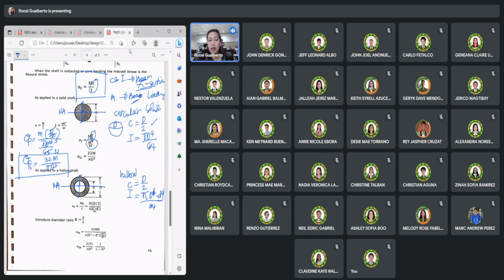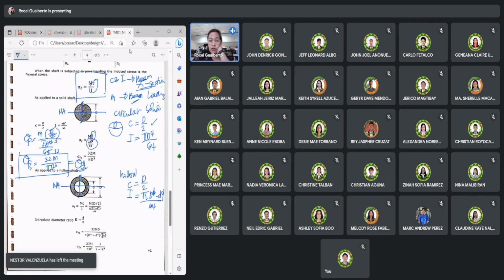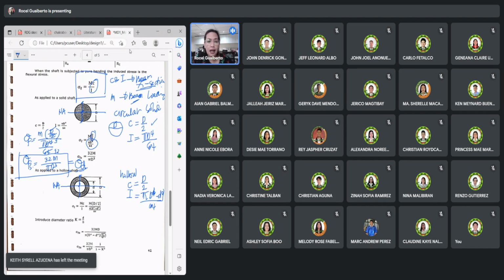Okay? At ano po yung gagawin natin? Yan po yung equate natin to your design stress, sigma T. Okay? Notice that we use here for the design stress sigma. Bakit po sigma? Kasi sigma yung induced stress. And this design stress, it can be sigma U over Fs, o kaya po ay sigma Y over factor of safety. Okay? Yan.